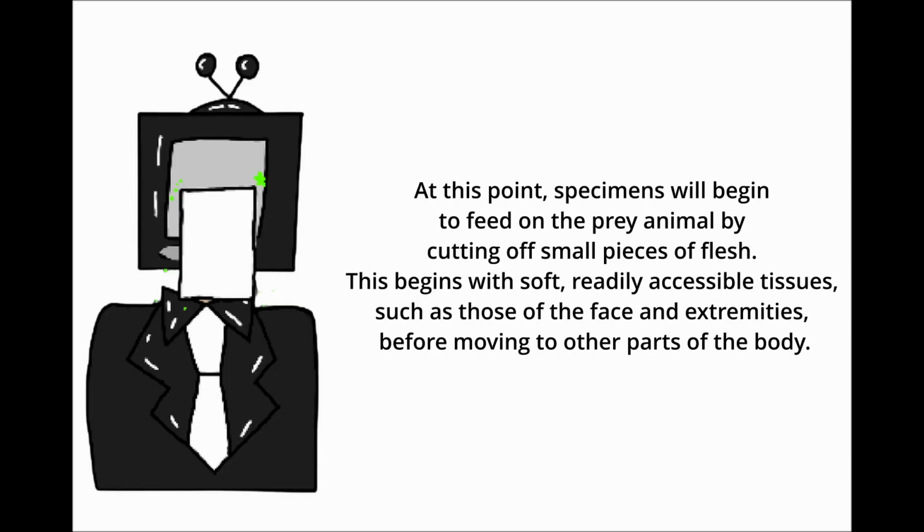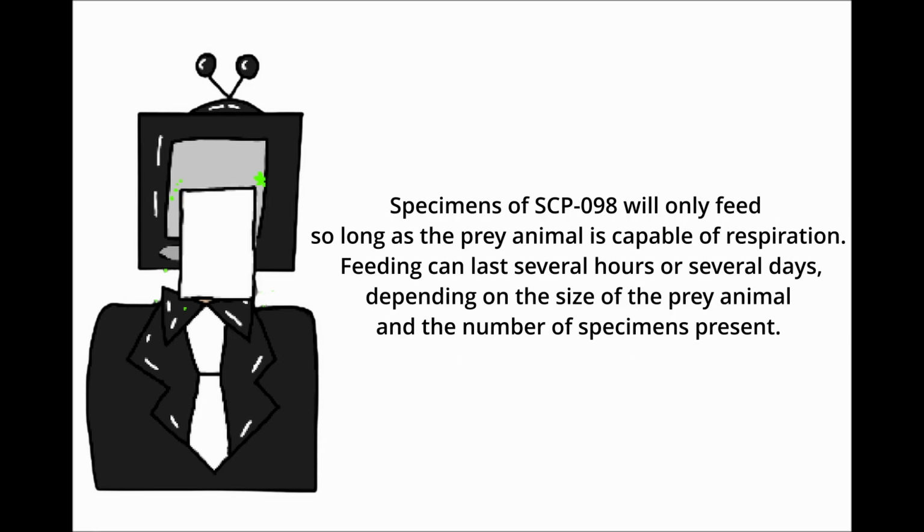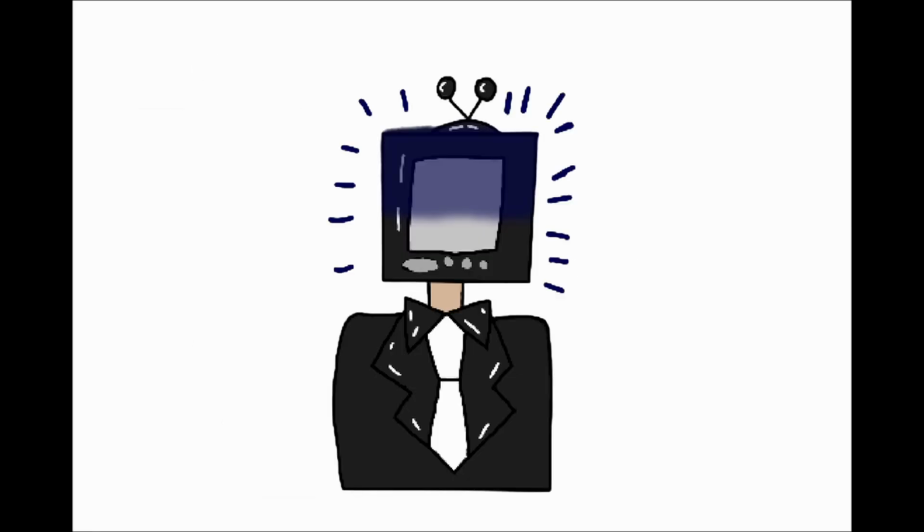At this point, specimens will begin to feed on the prey animal by cutting off small pieces of flesh. This begins with soft, readily accessible tissues, such as those of the face and extremities, before moving to other parts of the body. Specimens of SCP-098 will only feed so long as the prey animal is capable of respiration. Feeding can last several hours or several days, depending on the size of the prey animal and the number of specimens present. That's barbaric. Even for crabs, that's barbaric.